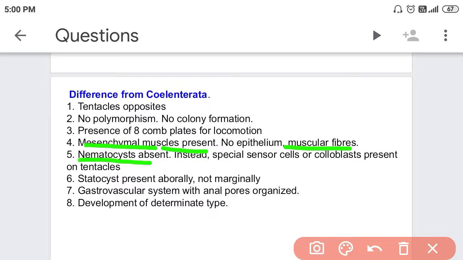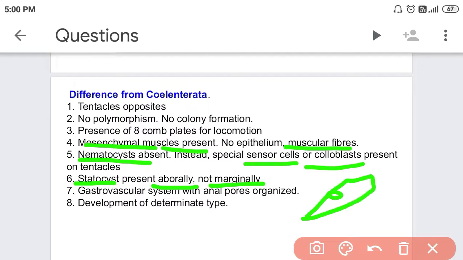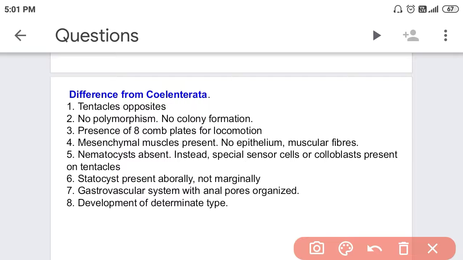Instead of nematocyte cells, other cells are present, which are called colloblasts. Another difference is the position of the statocyst. In Ctenophora, the statocyst is present aborally, while in Coelenterata it is present at the margin. Aboral means at the upper side, opposite the mouth. Other differences are that the gastrovascular system has an anal pore and development is of the determinate type. So these are other differences based on which we can differentiate Ctenophora from the Coelenterata phylum.